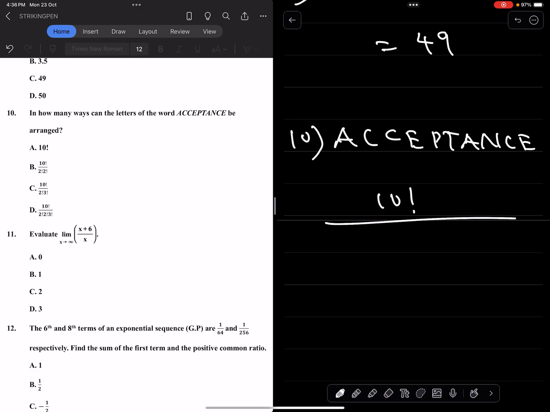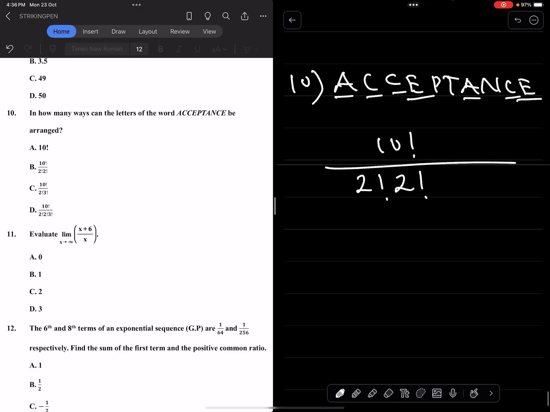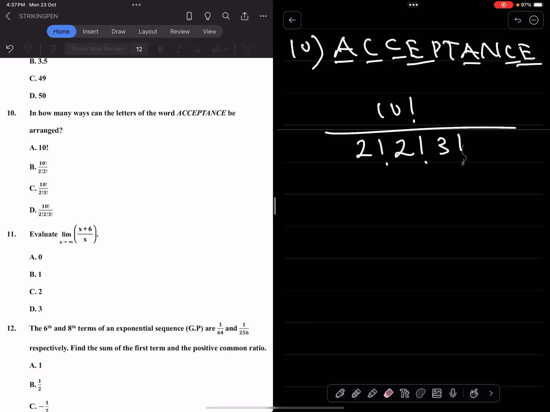Now, there are 2 A's, so the denominator will be 2 factorial times, there are also 2 E's, 1, 2, 2 factorial times 2 factorial, and there are 3 C's, 1, 2, 3. So the denominator will be 2 factorial times 2 factorial times 3 factorial. That's the number of ways the letters of the word acceptance can be arranged. And the correct option is D.